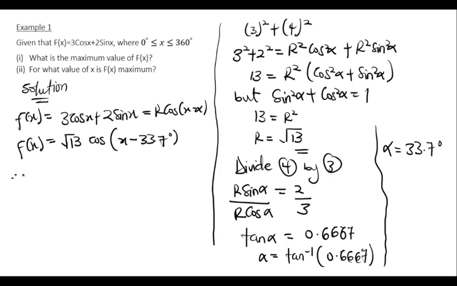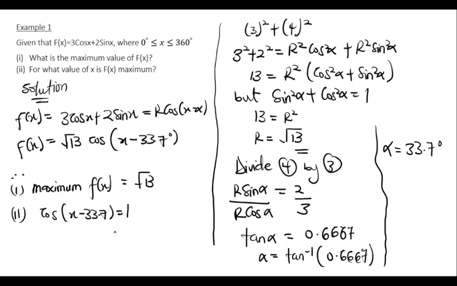So therefore, the first aspect of the question: what is the maximum value of f of x? The maximum value of f of x is equal to root 13. Then the second part, the value at which the maximum value occurs: because it is maximum, we equate cos of x minus 33.7 to positive 1.